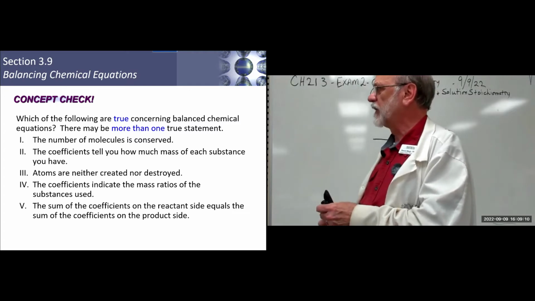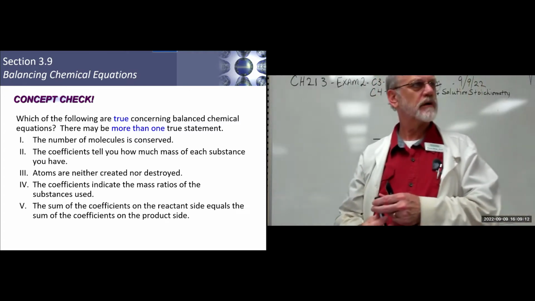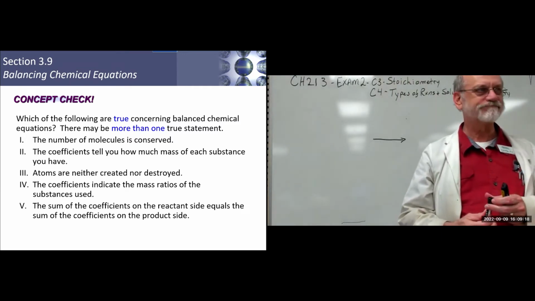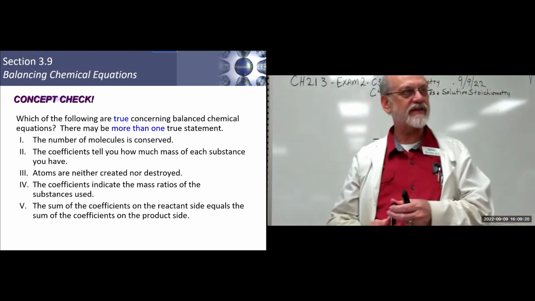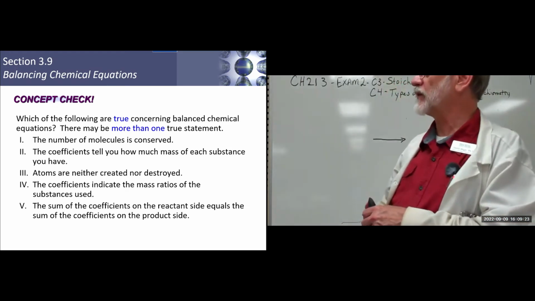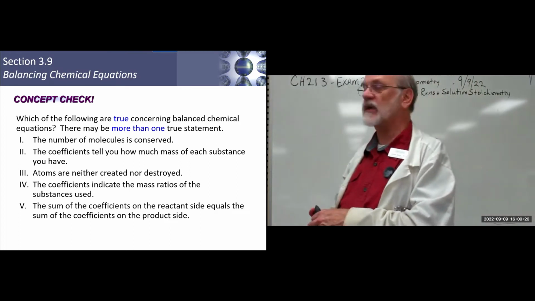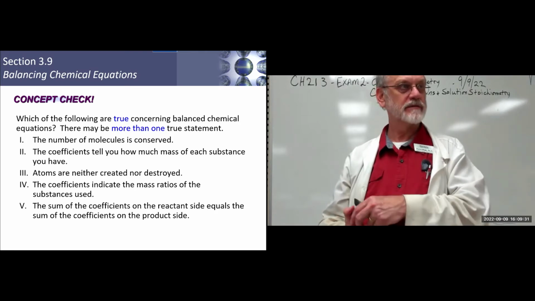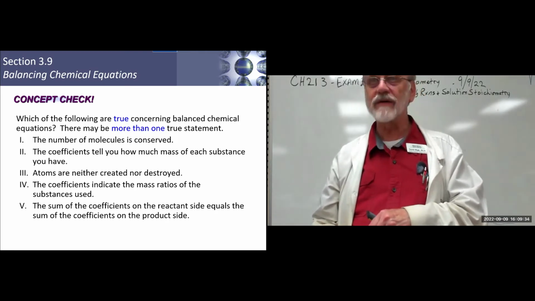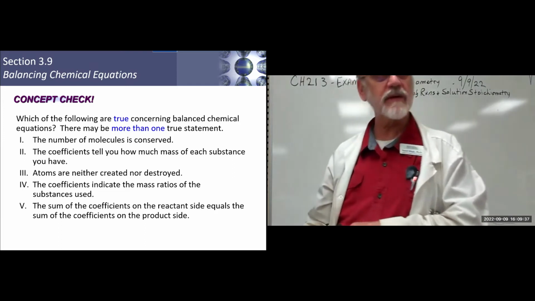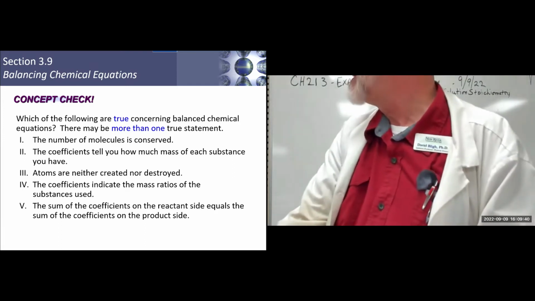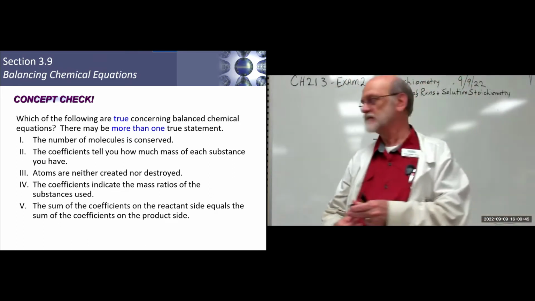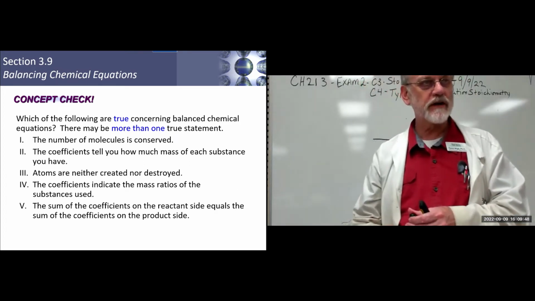So which of these are true? The number of molecules is conserved. Do you have the same number of molecules on the reactant side as the product side? Not necessarily. If you do, it's purely accidental. So 1 is false. The coefficients tell you how much mass of each substance you have. True? No. Tells you how many moles of each substance you have. Doesn't say anything about the mass. Atoms are neither created nor destroyed. That's true. That's still true. It was true for John Dalton, and it's true for us.